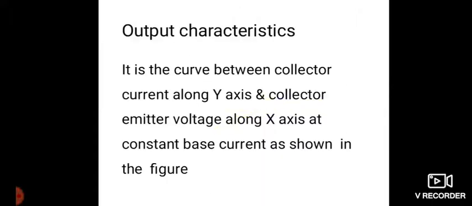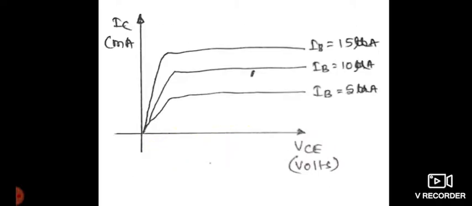and hence this is the curve, and the curve looks very similar to the forward characteristics of a semiconductor diode. Now, coming to the output characteristics of NPN transistor in CE configuration, it is the curve between collector current along the y axis and collector emitter voltage along the x axis as shown in the figure. VCE is taken along the x axis, IC is taken along the y axis, and IB is kept constant. From this graph we can see that as VCE is increased, IC is increased and remains constant at some point.